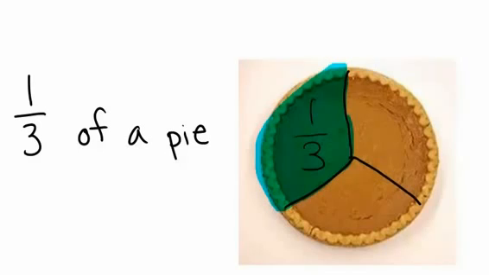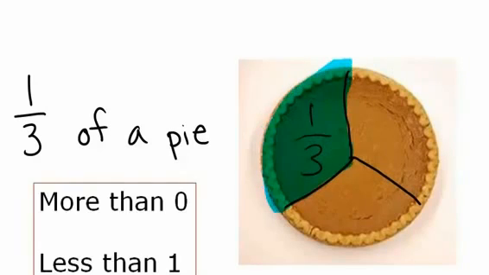I know that the denominator of any fraction tells me the total number of parts that the whole is broken into. If our whole is getting a piece that is bigger than 0 or bigger than none of the pie, but my piece is less than 1 or less than the whole pie. Fractions are parts of a number that are greater than 0 but less than 1.